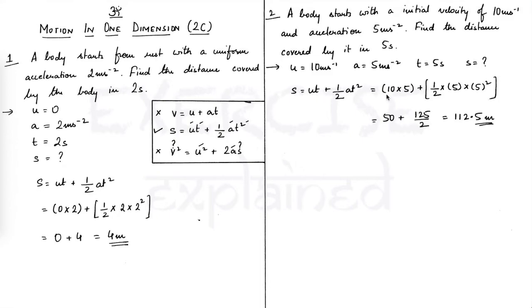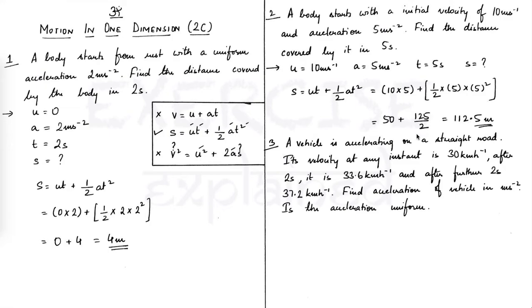So I would be using the second equation, that is s is equal to ut plus half at square. That gives me 10 into 5, that is u into t, plus half into a, which is 5, into t square, which is 5 into 5. So we get 50 plus 5 into 5 is 25, into 5 is 125, so 125 by 2. Here we get 50 plus 62.5, so that gives me 112.5 meters. So the distance covered by it in 5 seconds is 112.5 meters.